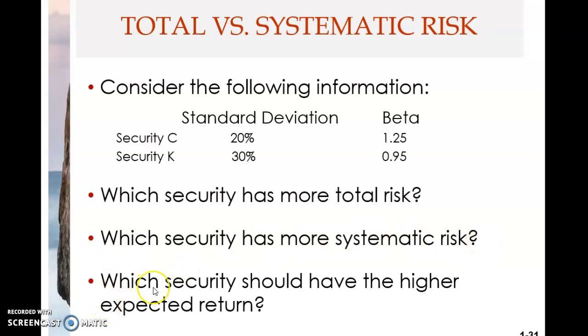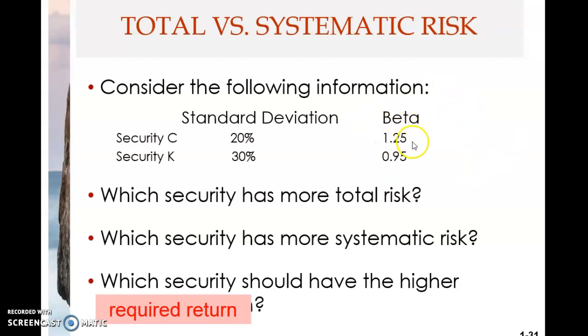Now coming to the third question, which security should have the higher expected return or the required return? So this we say required return. Okay, if you want to invest either in security C or security K, from which security would you require a higher return? Of course it will be based on the beta.